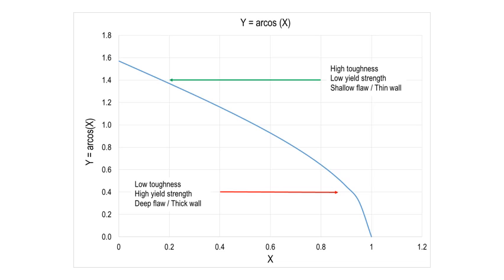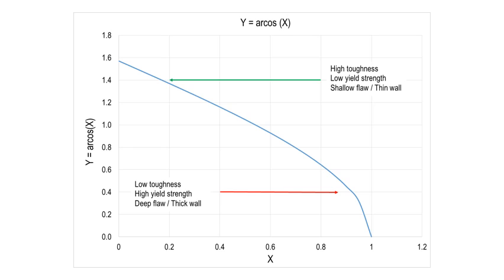So here we have an XY plot. I've just done a simple y equals arccos x, and that's shown by the blue line. So that's sort of mathematically what we're looking at. Now, hypothetically speaking, if you have a very high toughness material, low yield strength, and you've got a shallow flaw or thin wall, you're going to be very high up to the left on that curve.